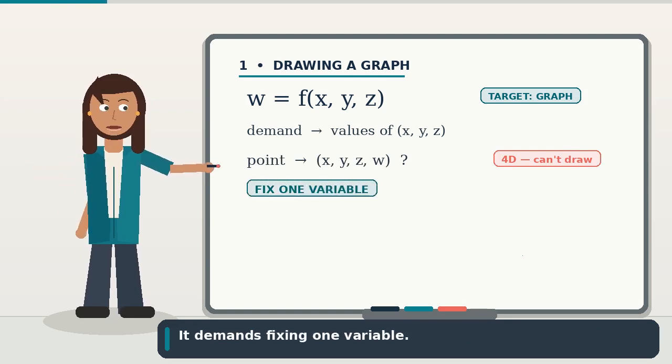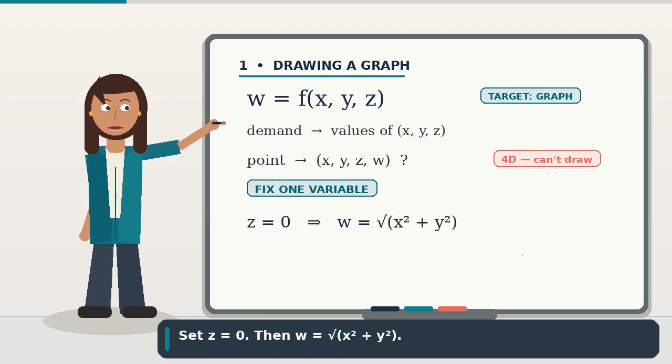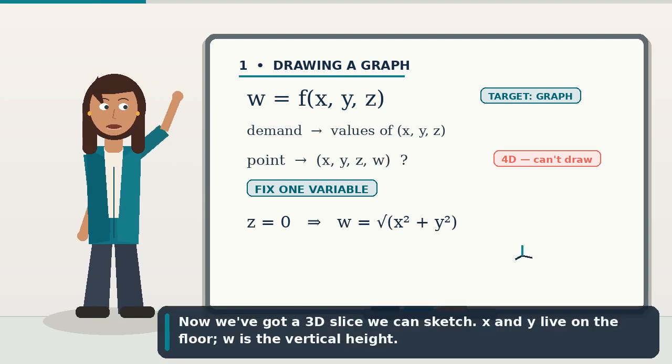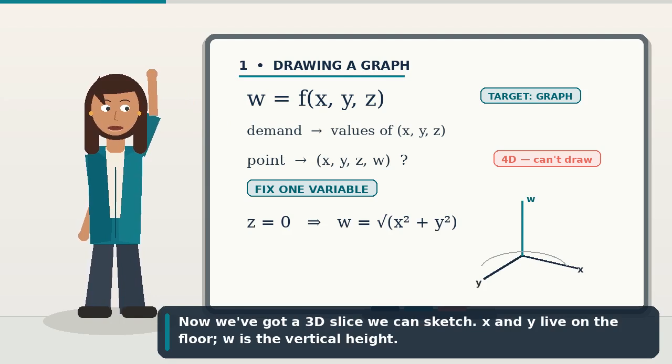It demands fixing one variable. So let z equal 0, then w equals the square root of x squared plus y squared. Now we've got a 3-dimensional slice we can sketch. Here x and y live on the floor, and w is the vertical height.